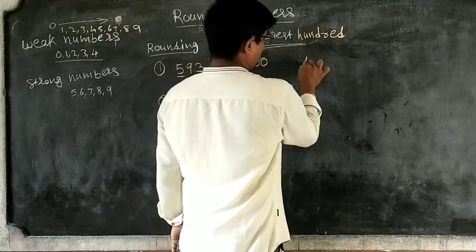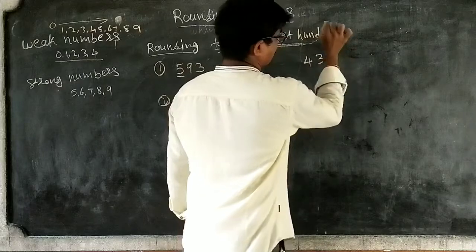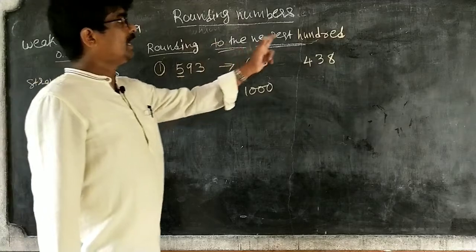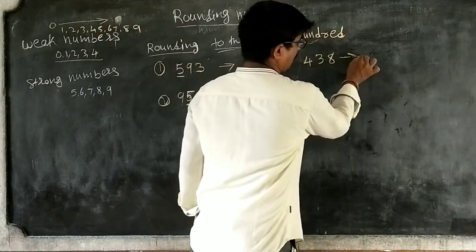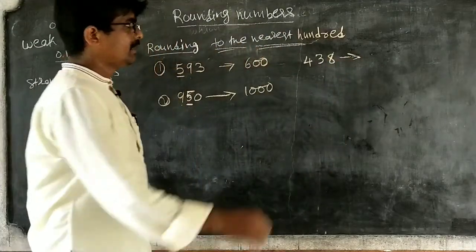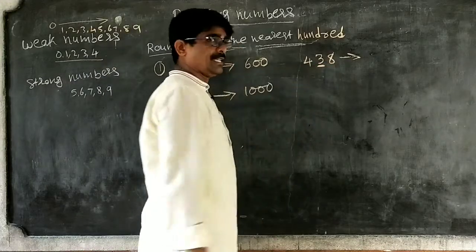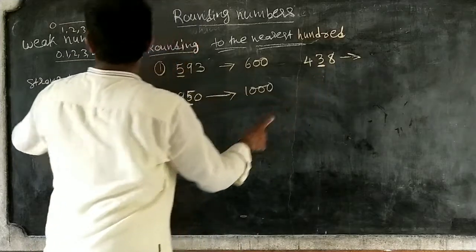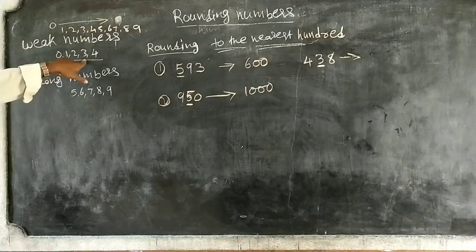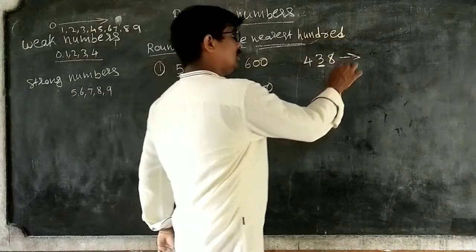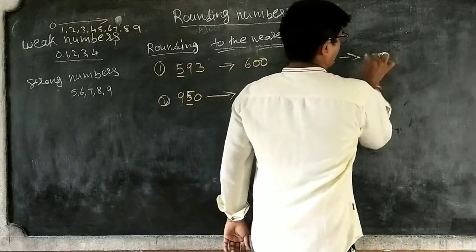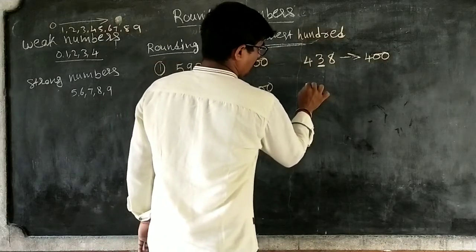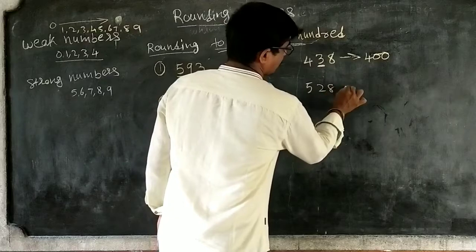Next, another example, 438. Rounding to the nearest 100. 100 means you are observing the tens place. So 3 is a weak number. Simply write 400 only. That number only you have to write. If I take one more number, 528.